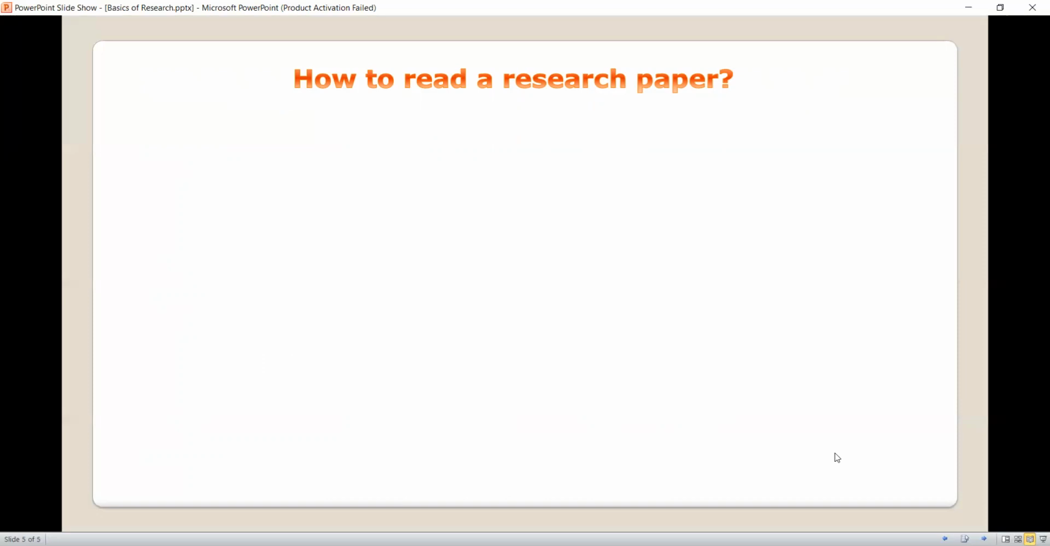Before reading any paper, we need to focus on some points, that is, the year of publication. Sometimes it is very important whether it is a recent paper or not. So we need to focus on the year of publication, the names of the authors, and the journal in which they have published. That is also one of the important things. And also follow some steps on how to read the research paper.